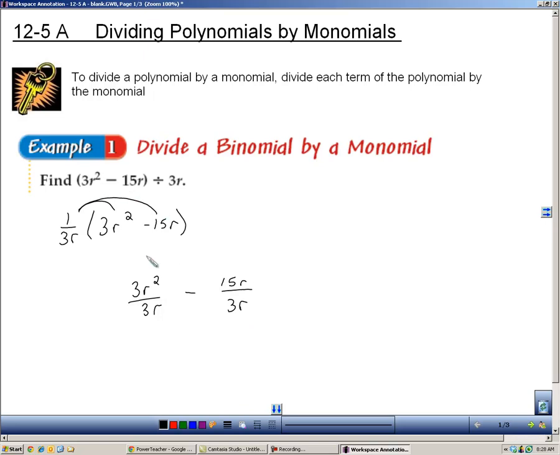And now we'll simplify. 3 cancels, one of the r's cancel, leaving an r. 3 goes into 15 5 times, the r's cancel. r minus 5 is our solution.